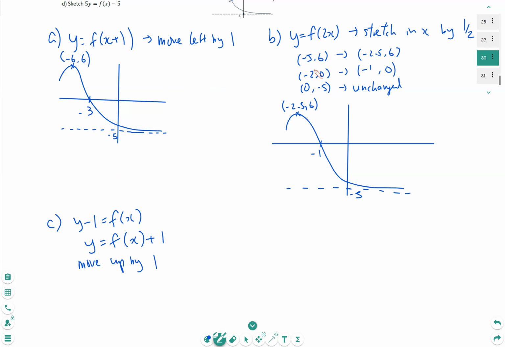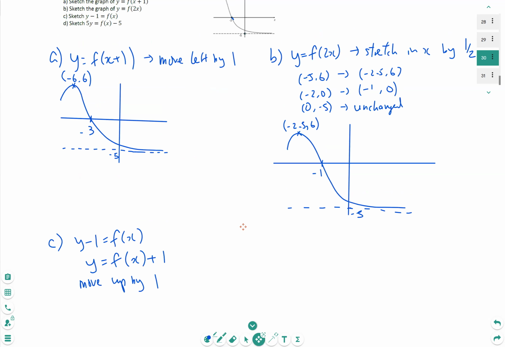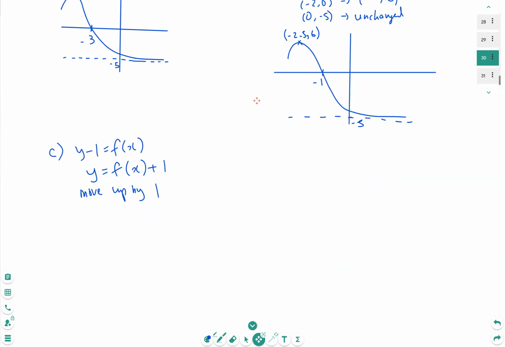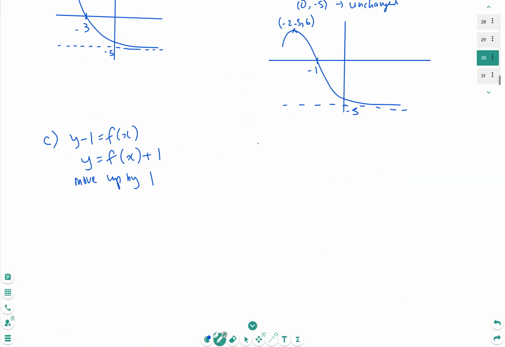So when we move up by 1, it affects all the y coordinates. That means the minus 5, 6 becomes minus 5, 7. This minus 2, 0 becomes minus 2, 1. This minus 5 moves up as well and becomes minus 4. Okay, so we're going to draw this out. So this one has to be minus 4. Okay, this is a key number, and this one minus 5, 7.